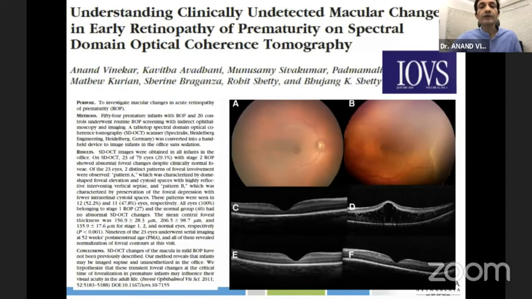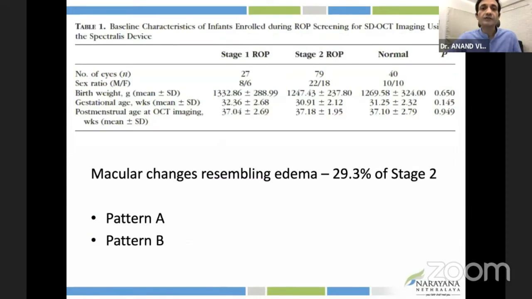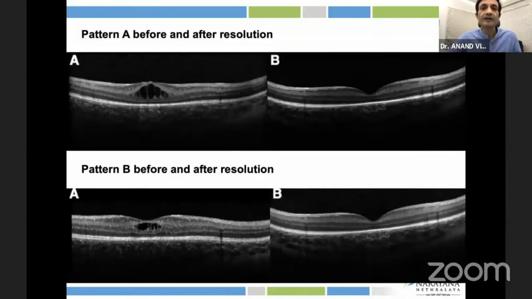Now, while we were looking at these preterm babies and trying to image their ridge, we almost serendipitously walked into this finding, where we found a macular edema of prematurity. We were the first group to report that. At that time, there was no nomenclature, so we decided to classify it as two patterns.